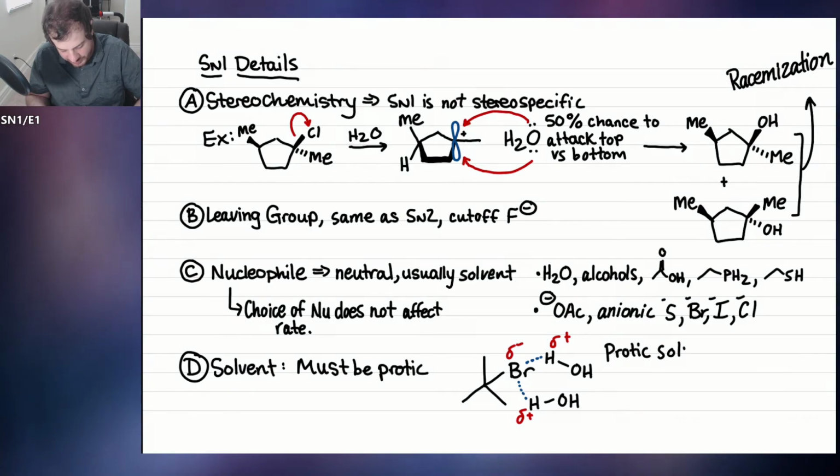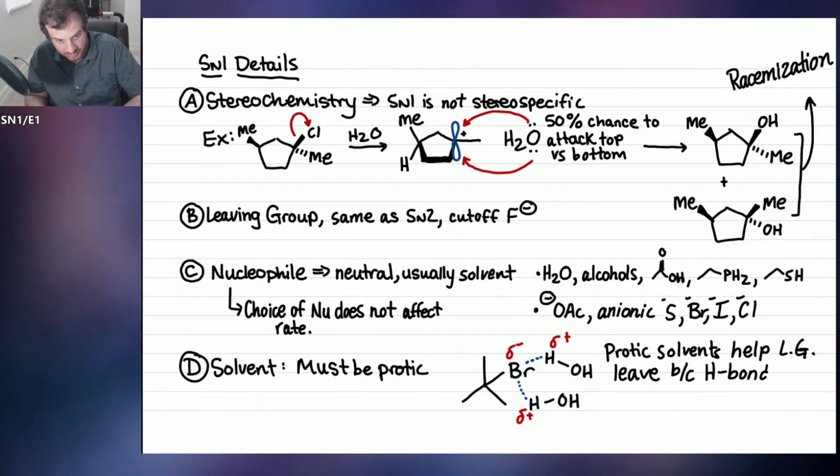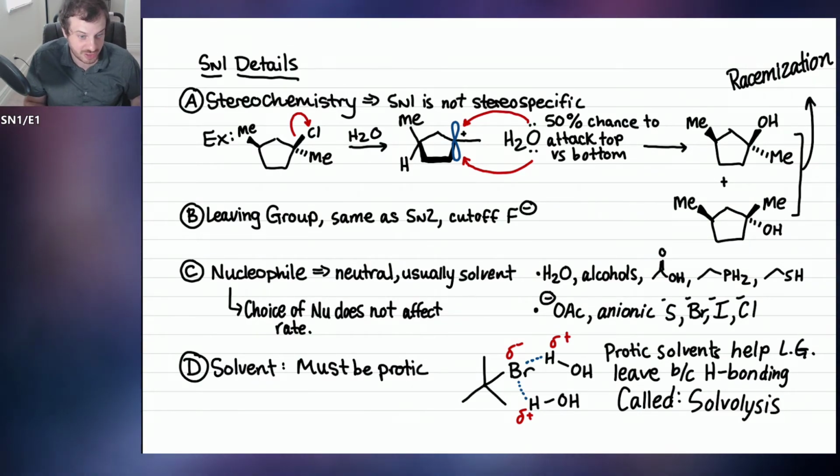Protic solvents help the leaving group leave because of hydrogen bonding. And this is sometimes called solvolysis. When the solvent helps a dissociation step, that's sometimes called solvolysis. I think the textbook uses that word. I don't tend to use that word, but just so you're aware, solvolysis and dissociation basically mean the same thing.